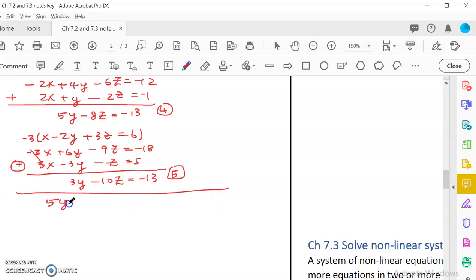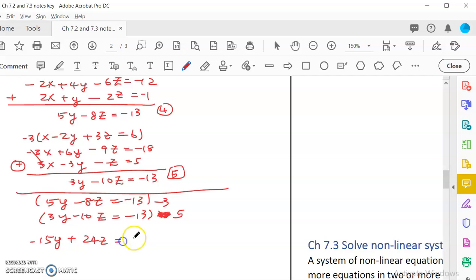So 5y minus 8z equal to negative 13. 3y minus 10z also negative 13. So I have to get rid of one of the variables. What's the best way? Maybe multiply this by negative 3, multiply this by 5. Okay, so multiply by 5. So that the first one would have negative 15y plus 24z equal to 39. The second one will be 15y is positive, right? Minus 50z equal to negative 65.